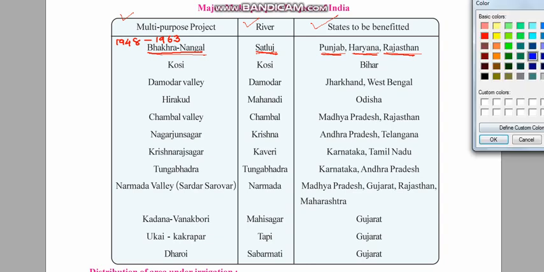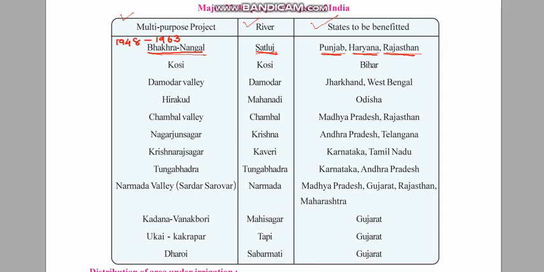The second is the Koshi Valley project. The Koshi Valley project is built on the river Koshi, and the benefited state is only Bihar, as the Koshi river flows in Bihar. It was started in 1946 and it got completed in 1955. So the Koshi river is benefiting the Bihar state.